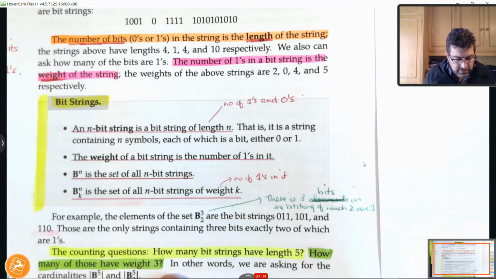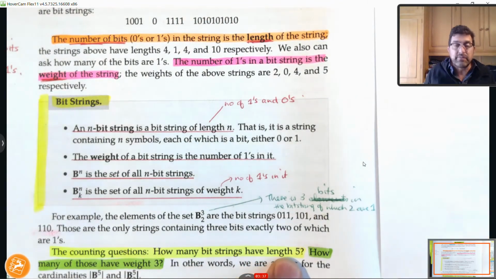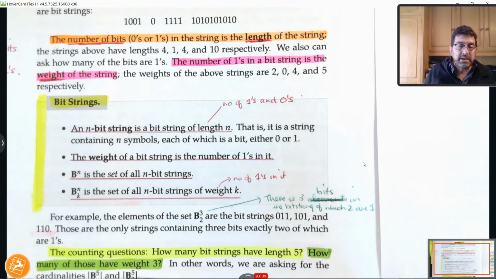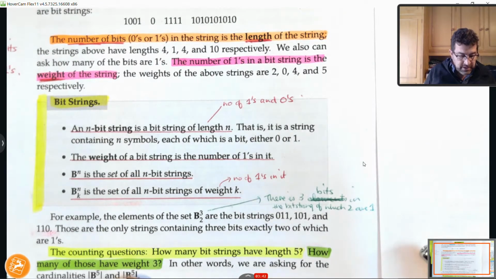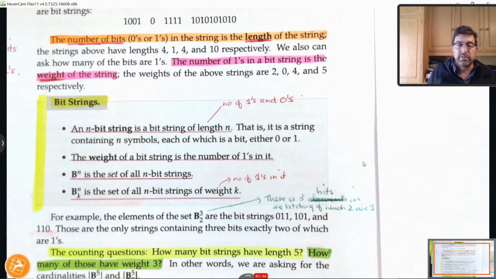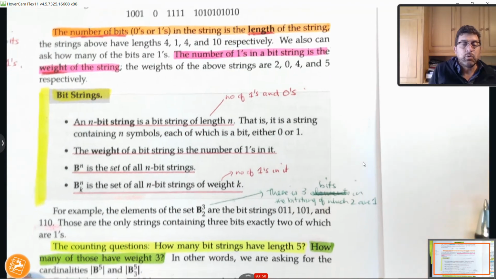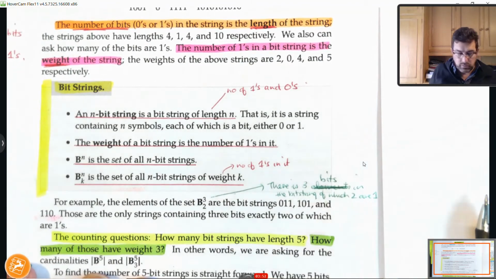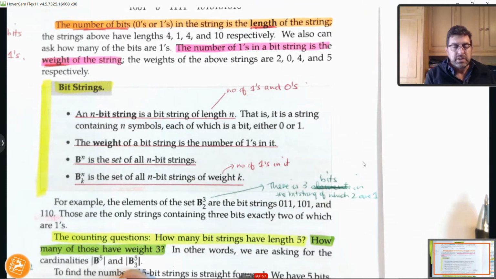So the counting question is, how many bit strings have a length of 5? And how many of those have a weight of 3? I'm looking for B5 and I'm looking for B5,3, so those with a length of 5 and 3 ones in them. Here I'm just looking for those that have a length of 5.